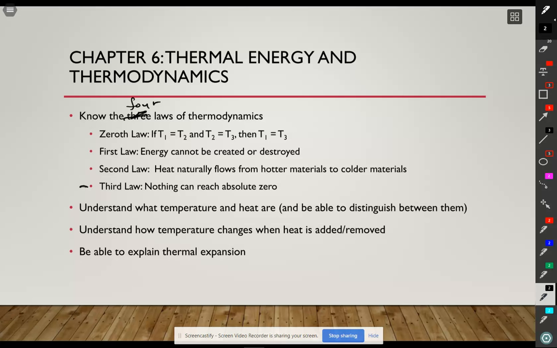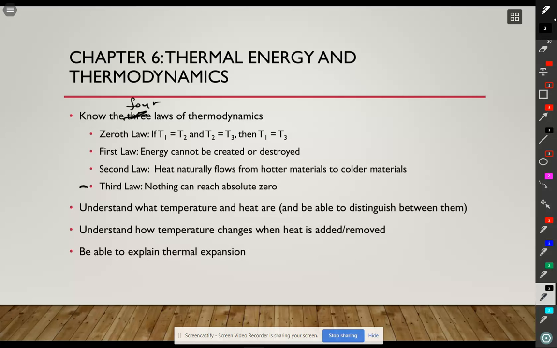The first law then, energy cannot be created or destroyed. That's really important in physics. It also leads to some confusion in astronomy. The second law, heat naturally flows from hotter materials to colder materials. So if I have a hot stove and I put my hand on it, because my hand is not as hot as the stove, heat flows into my hand and I feel it. Or if I take my hand and I put it on ice, what direction is heat going to flow? To the ice, because it's lower temperature.